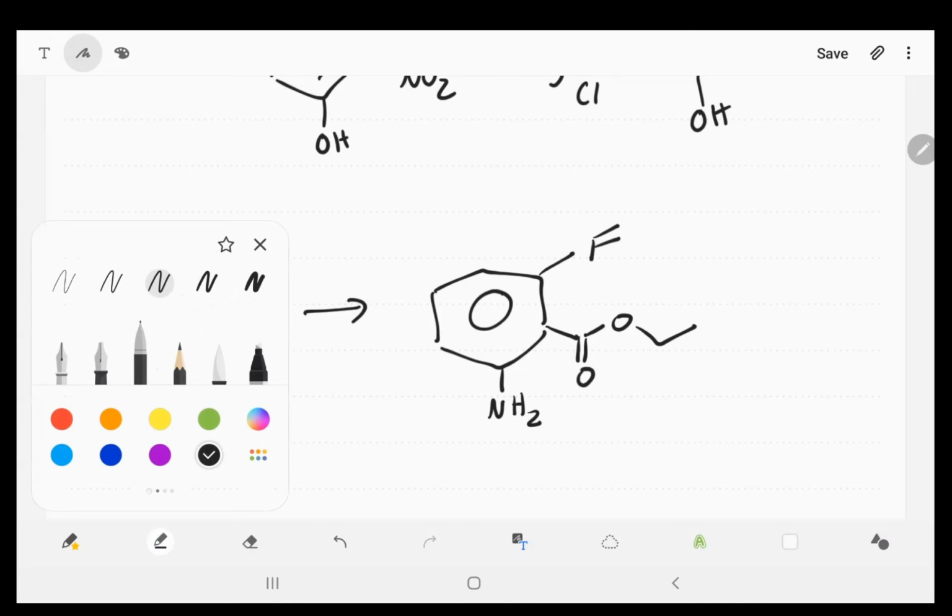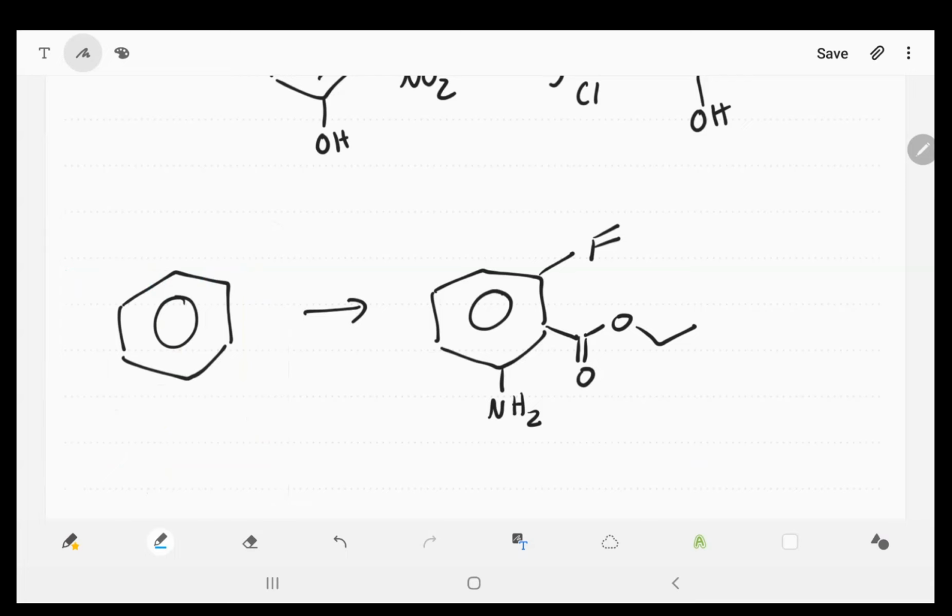First step. How can we put all these on? One of them should be relatively straightforward. The other two maybe not so much. What's the easiest of these to put on? NH2, right. That one we do know. So we nitrate and then reduce.